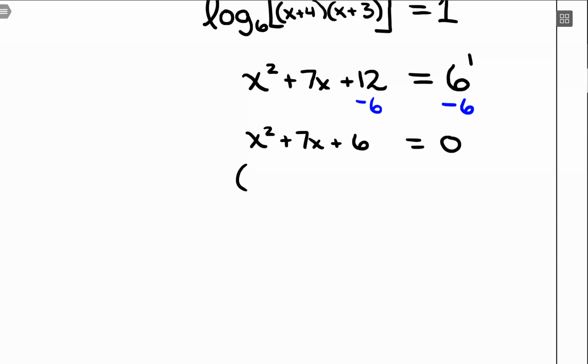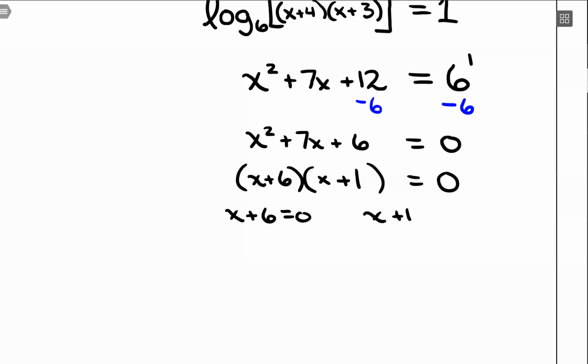So I'm going to go ahead, and this will factor nicely with an x plus 6 times an x plus 1, which means we can separate to x plus 6 equals 0 or x plus 1 equals 0. So we're going to see x equals -6 or x equals -1. But then we have to check our solution. We need to make sure these work.